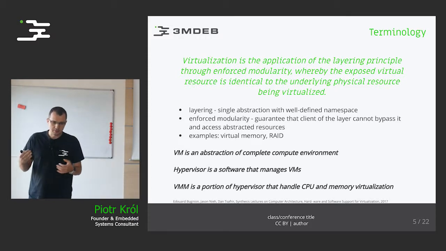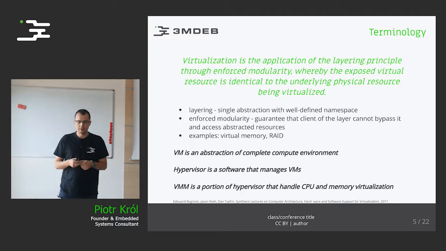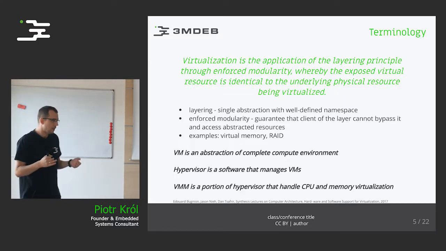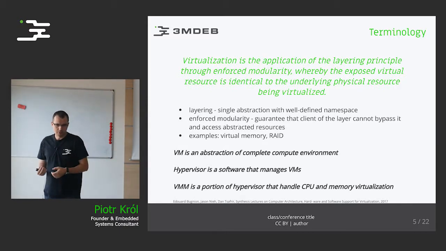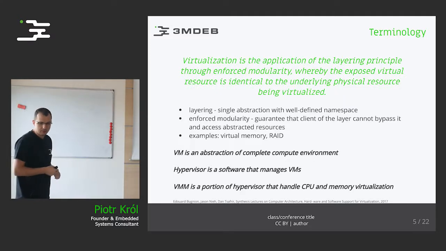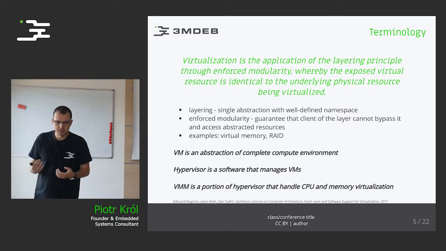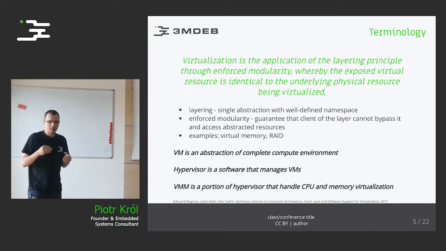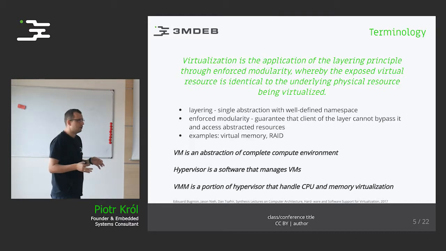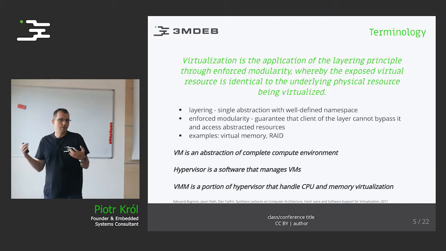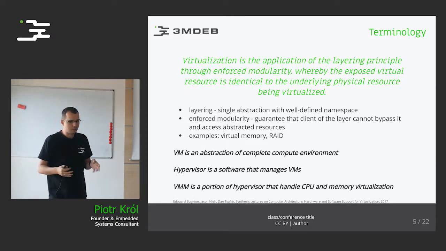To move forward with the terminology, a virtual machine is an abstraction of a complete compute environment. So we have this virtualization applied to the whole compute environment, and then we can talk about a virtual machine. A hypervisor is software that manages those virtual machines, and the VMM is the portion of the hypervisor that handles just CPU and memory virtualization. Typically, a hypervisor also handles I/O or device communication. That's why hypervisor is a wider term than virtual machine monitor.